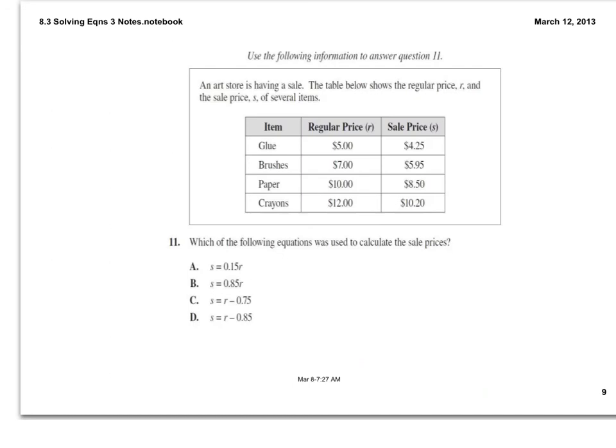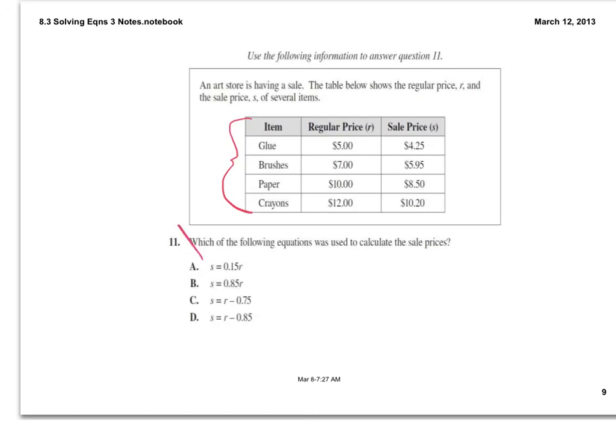Okay, final question. Art Star is having a sale. The table below shows the regular price, represented by R, and the sale price, represented by S, of several items, and they give you several things you would find in an art store. The question is asking which of the following equations was used to calculate the sale prices.